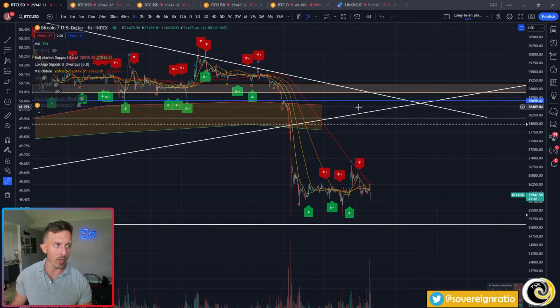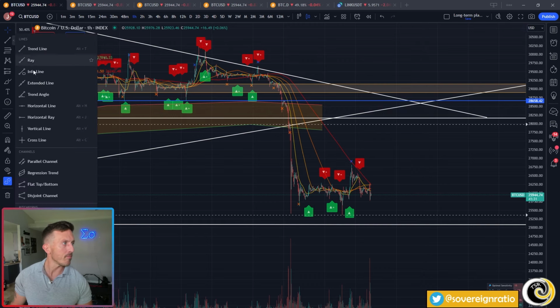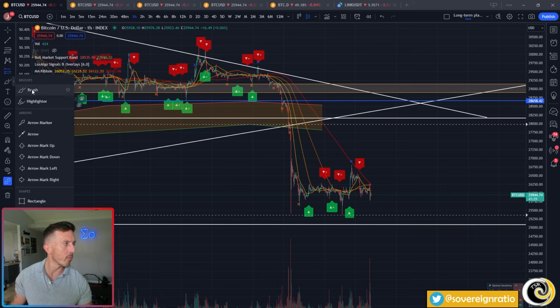We also have the bull market support band sitting up here around 28.5 right now. So for me, that's a point of interest around 28.5. If we were to go back up there, that's probably a place where if you do hold Bitcoin, you could, I wouldn't say take profits, but you could get out of your position and potentially wait to see what happens. Because what could happen, let me get my brush tool.